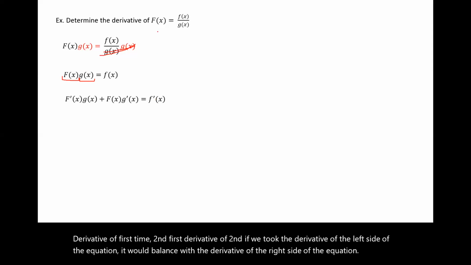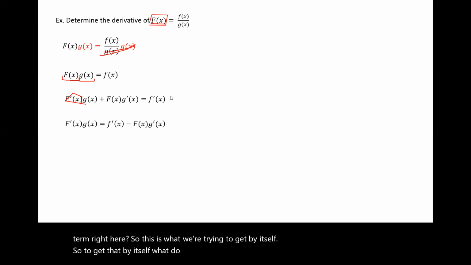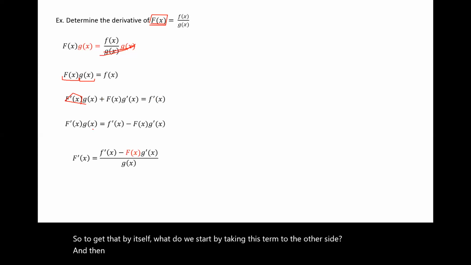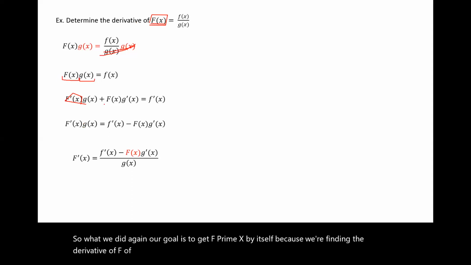Now, what were we trying to do here? We're finding the derivative of F of x. So that is this term right here, and this is what we're trying to get by itself. To get that by itself, what if we start by taking this term to the other side, and then divide by g of x? Again, our goal was to get F prime of x by itself because we're finding the derivative of F of x. We took this term to the other side and then divided by g of x.